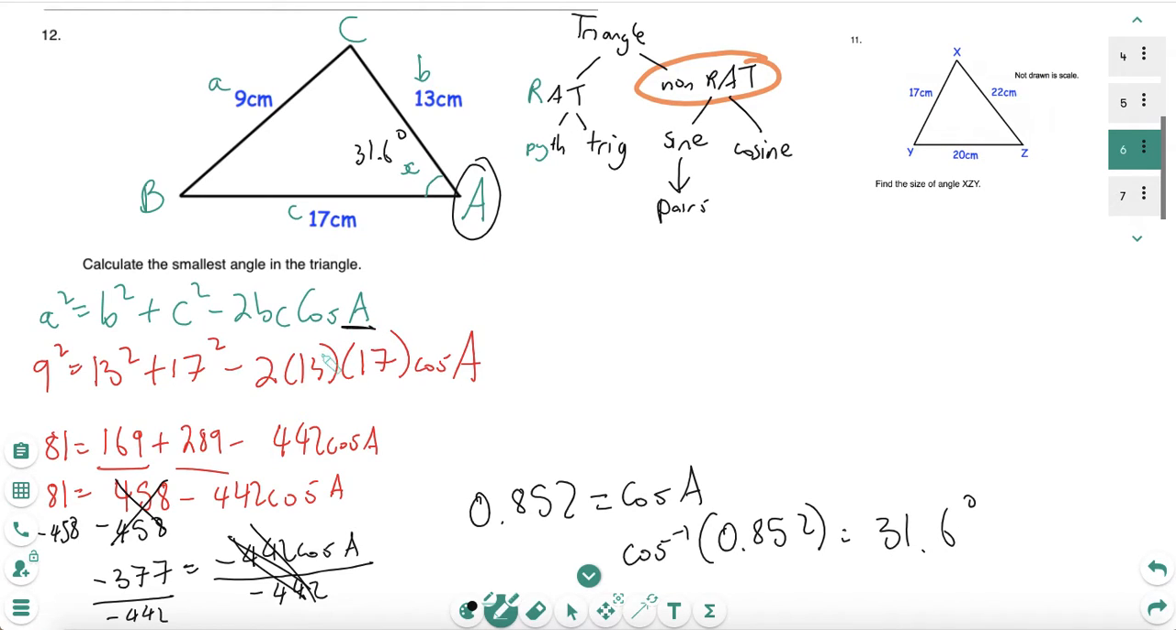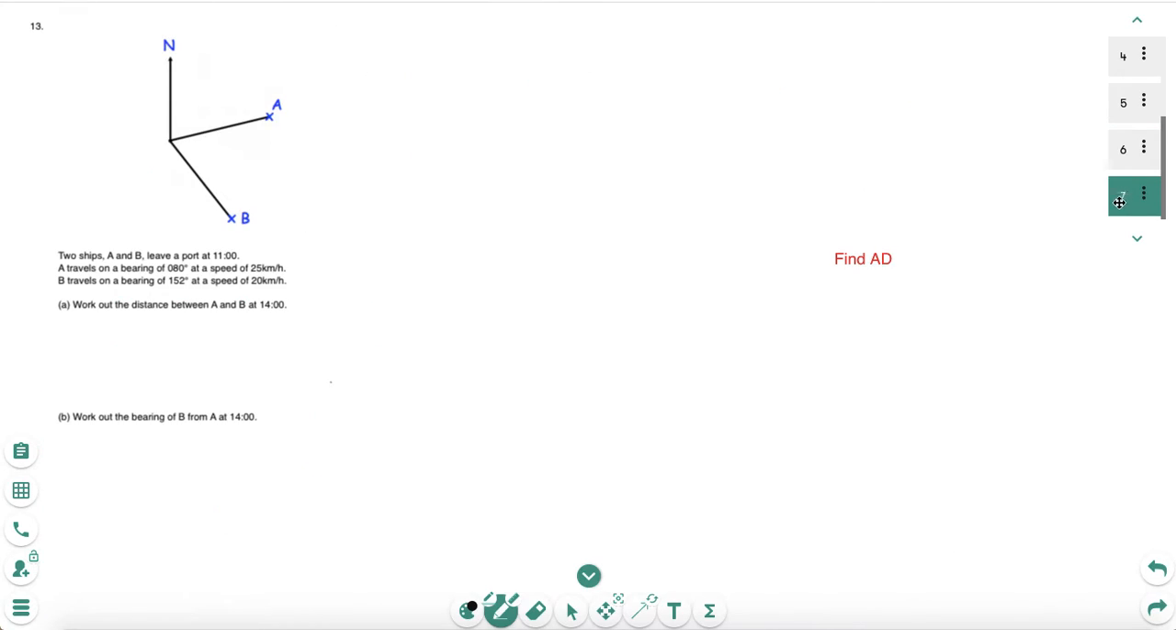So we're trying to find this. Plug in your values, simplify. When you get to this part here, you do not do 458 minus 442 because this is a number term. This is a cosine A term. We're going to have to isolate cosine A by minusing 458 from both sides and then dividing both sides by 442. Then you do your inverse to find your answer. So you can try that question by yourself.